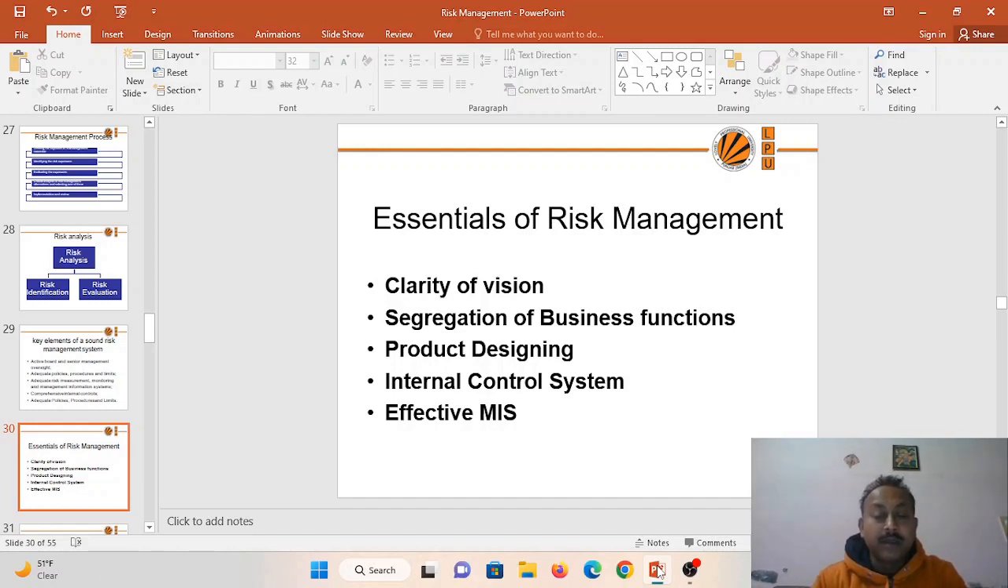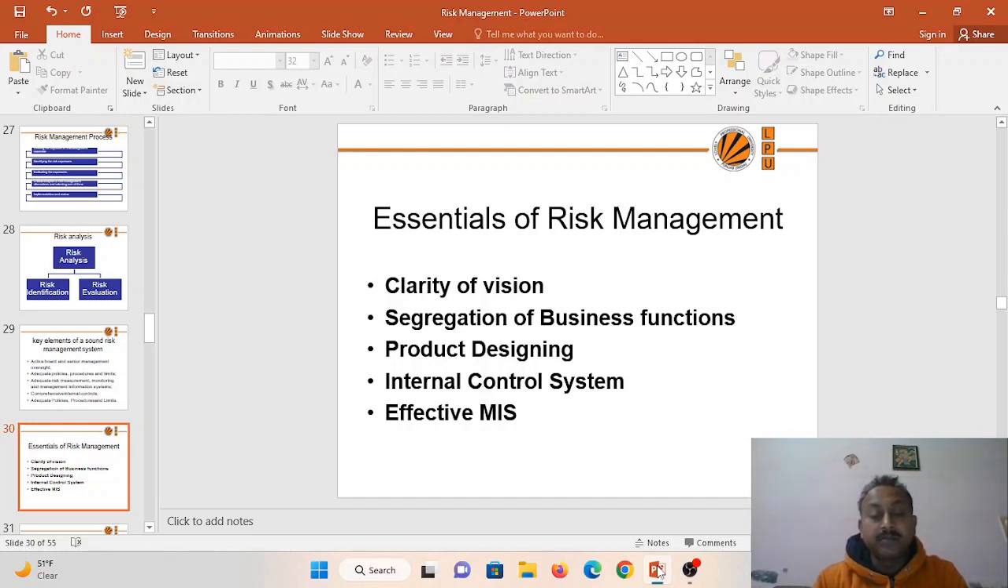Product designing, this is for the product planning and development division. If your product is defective, let's say the interest rate is very high, or you put in some conditions which are very tough to manage, it is creating problems for the borrower. Maybe this leads to a default in future. So it's better you define a product according to the need of the customer.